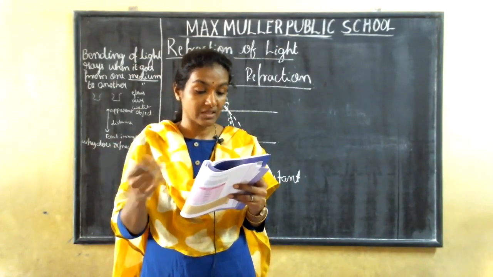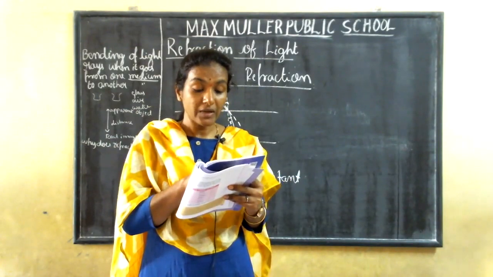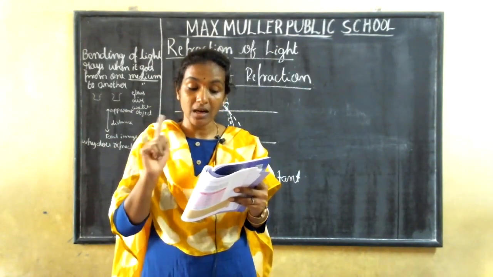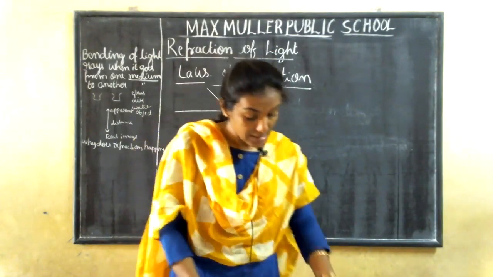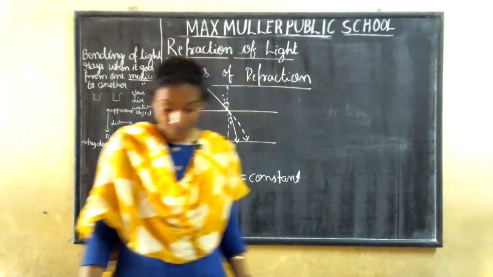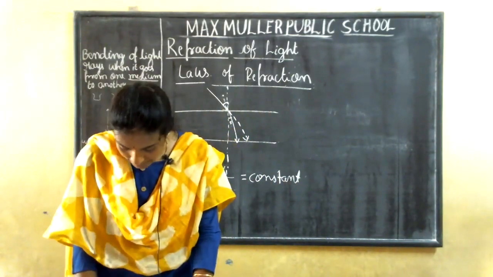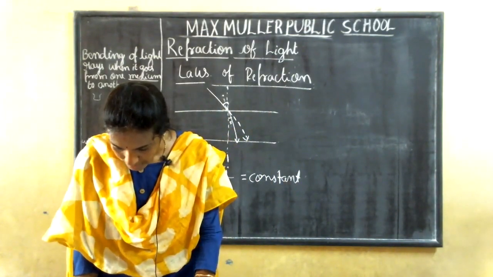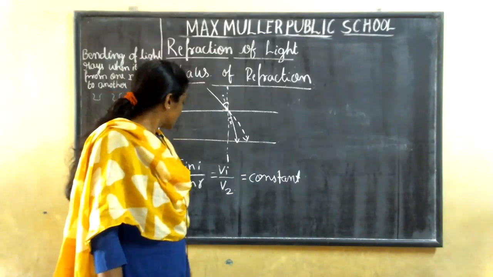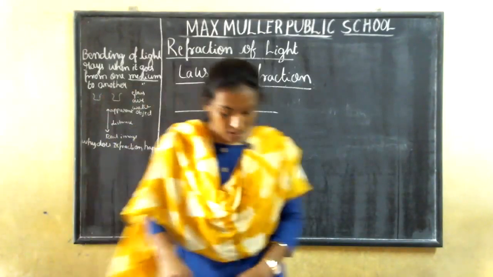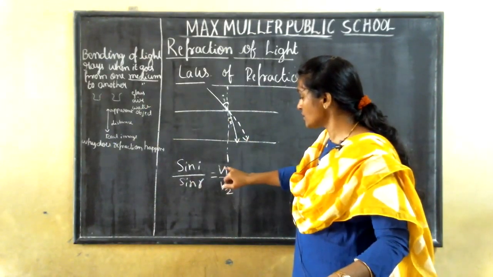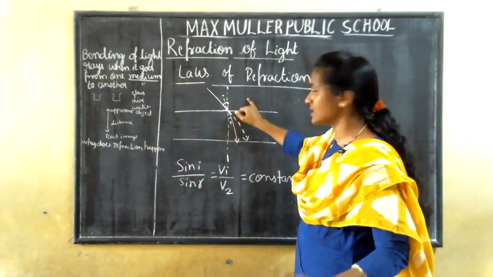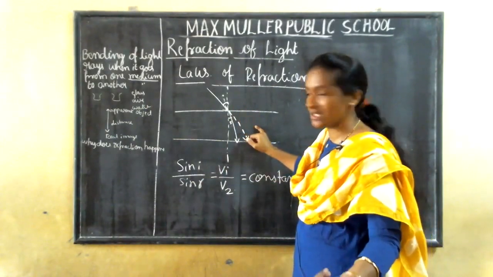This is true. That is, if I is the angle of incidence and R is the angle of refraction, then sin I by sin R is equal to a constant. Now here V1 and V2 are the velocities. Velocity means what here? Speed of the light. V1 you can take as the speed in one medium, and V2 is taken as the speed in another medium.